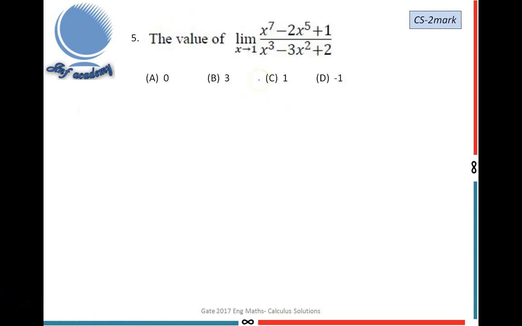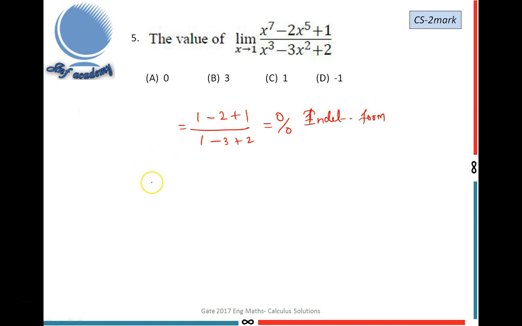The fifth problem is the value of limit x tends to 1 of a rational function. This question is from the computer science department. It has 2 marks. First I substitute the limit, x tends to 1. So I substitute the value of x as 1: 1 power 7 minus 2 into 1 power 5 plus 1, divided by 1 minus 3 plus 2. This is 2 minus 2, a 0 by 0 form. This is an indeterminate form.